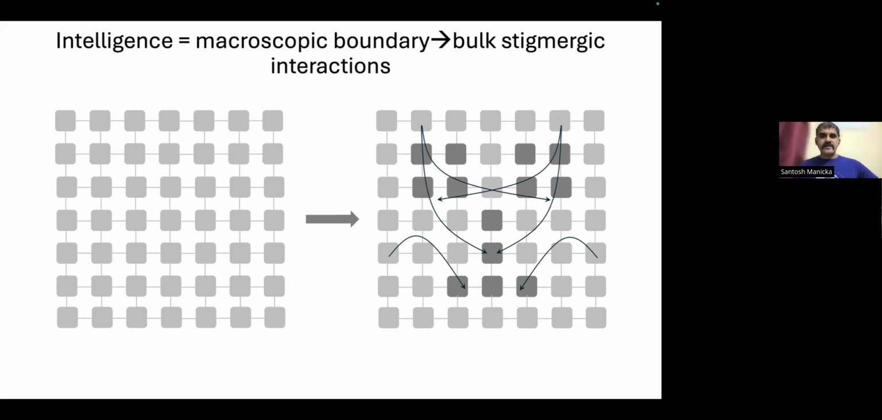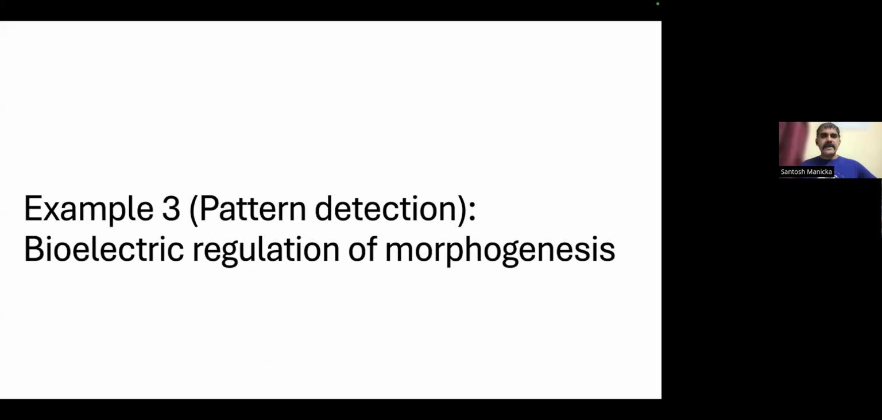Cool. All right, so the last example I want to show is, so the previous two examples are examples of pattern generation, right? And we did another piece of work that is an example of pattern detection in some sense. And it is this phenomenon of bioelectric regulation of morphogenesis.